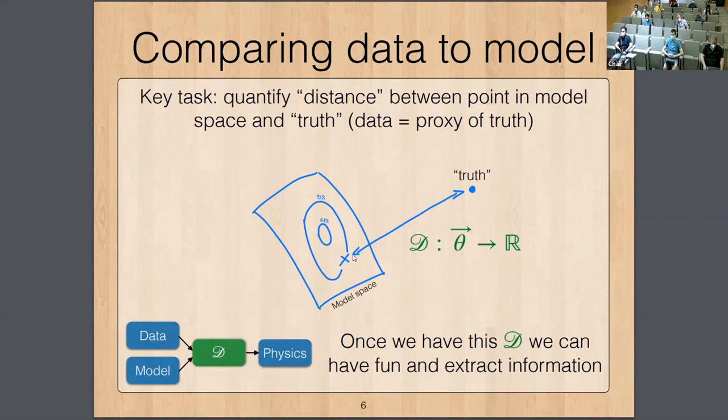If we can successfully write down this distance function, then we're 90% of our way there, because then we can just have fun. All the information is encoded in this function, and it's a function we can analyze. We can put in a minimizer and find out what the fit is, or we can visualize it. There's a lot we can do.